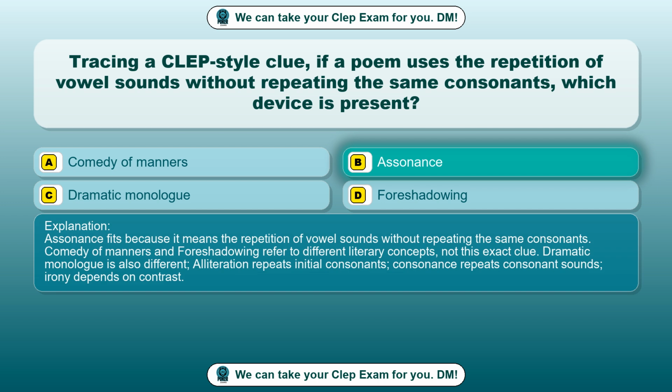Assonance fits because it means the repetition of vowel sounds without repeating the same consonants. Comedy of manners and foreshadowing refer to different literary concepts, not this exact clue. Dramatic monologue is also different, alliteration repeats initial consonants, consonance repeats consonant sounds, irony depends on contrast.